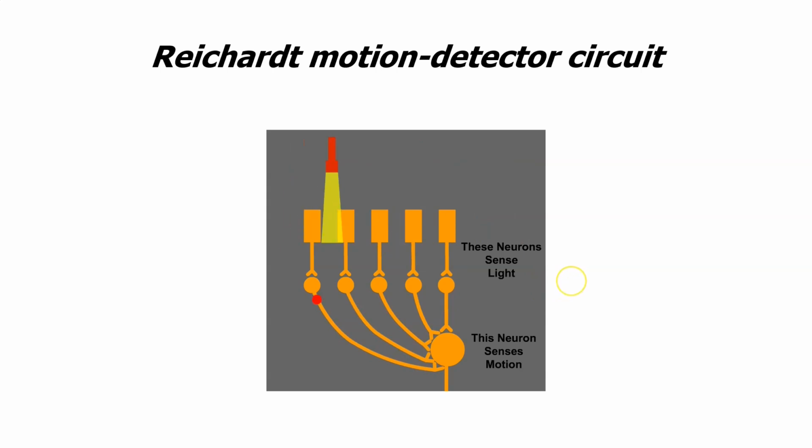Okay, you'll notice in this circuit, this neuron fires when motion is to the right. When motion is to the left, it does not fire. So this is the opposite of what I showed you on the previous slide. And it's way, way, way oversimplified. No, it doesn't depend on the length of the axons, but this is the best animation I could find.